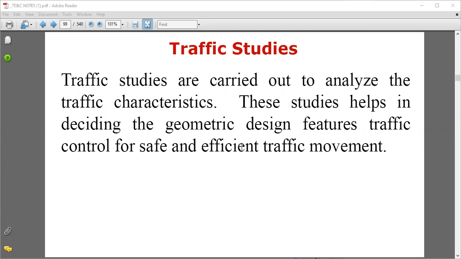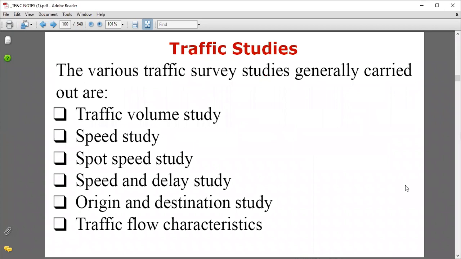Okay, and for that purpose we have to go for traffic studies, and there are different methods and instruments for measuring the vehicles which are moving on the roads. So we'll see later one by one. What a traffic study includes, that part we will cover here. These are the various traffic survey studies generally carried out.